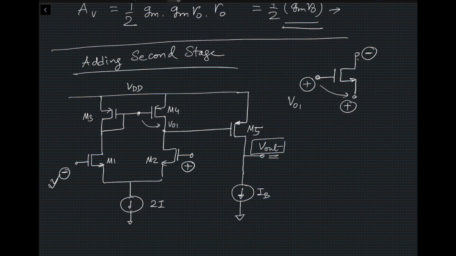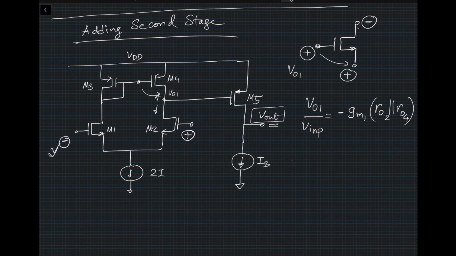We will do this many times if it's still not clear to you, and let's figure out what is VO1 divided by V input. So VO1, V input is plus minus, the difference between the two. If you look at VO1, that's going to look like minus GM1 and then R out of 2 in parallel with R out of 4, looking up and looking down right here. Look at the V out divided by VO1, that will be another negative sign, and that would be GM5 times RO5. Note here, I am assuming the current source is ideal.